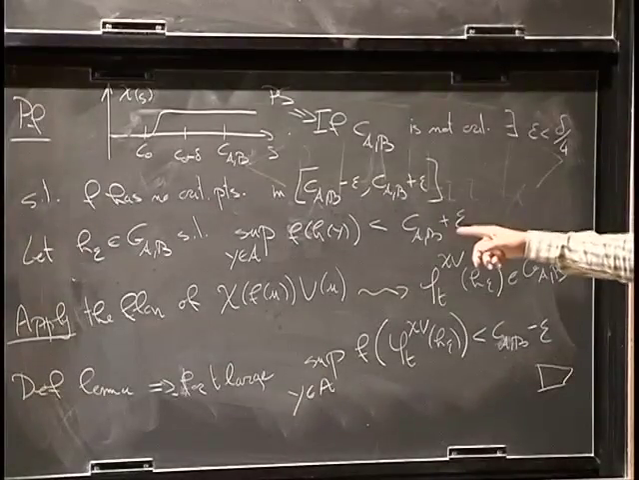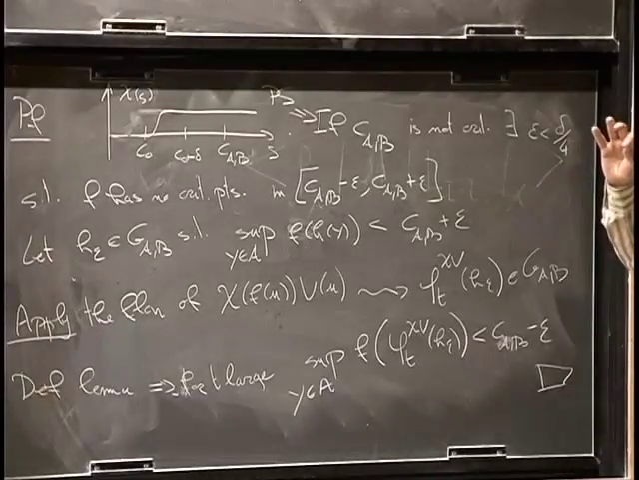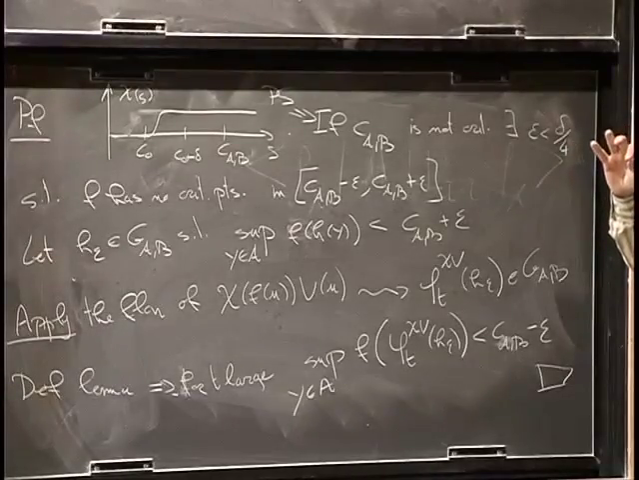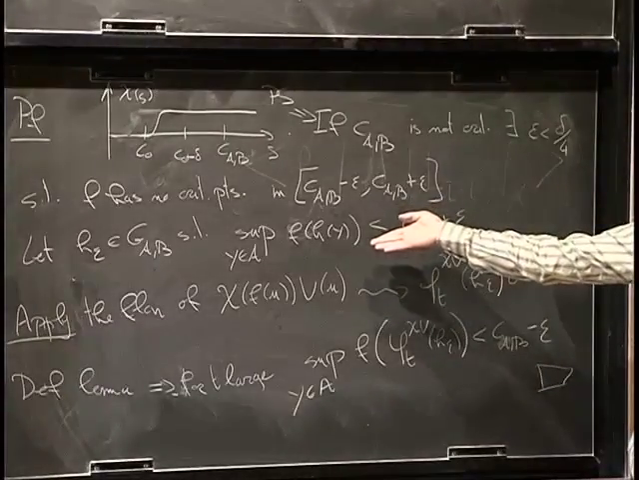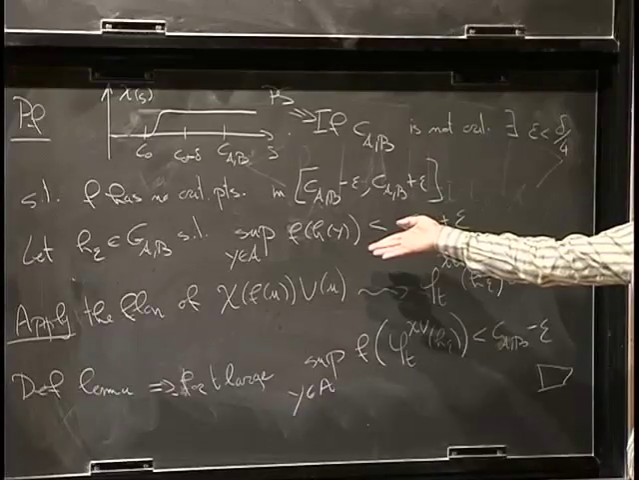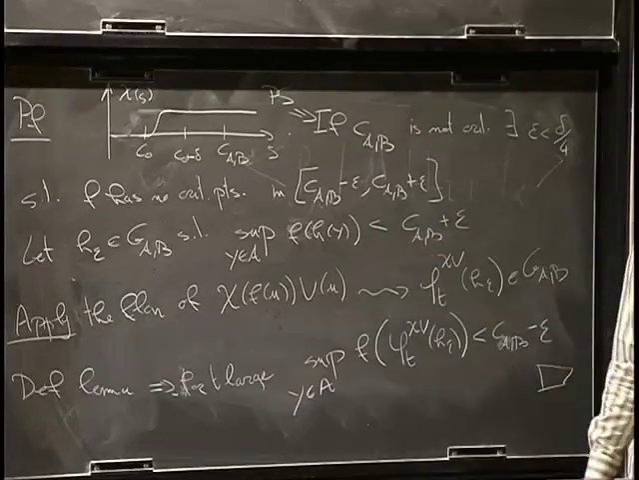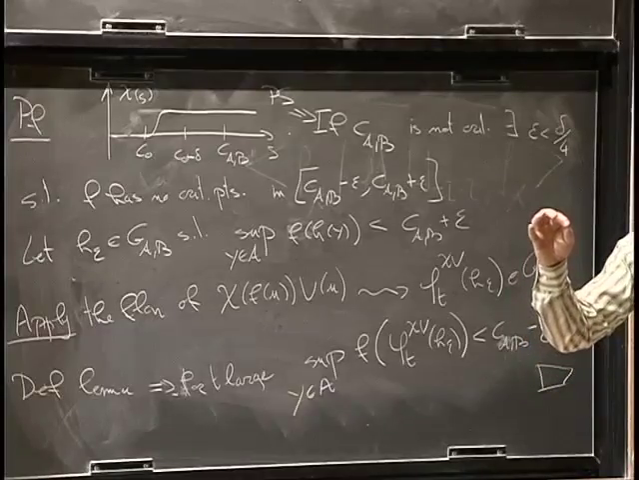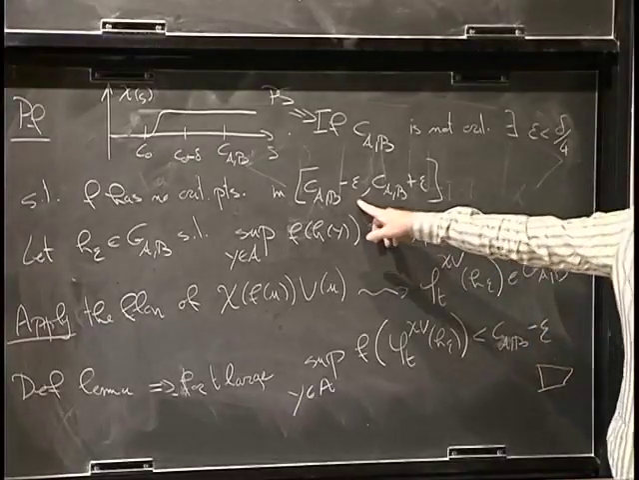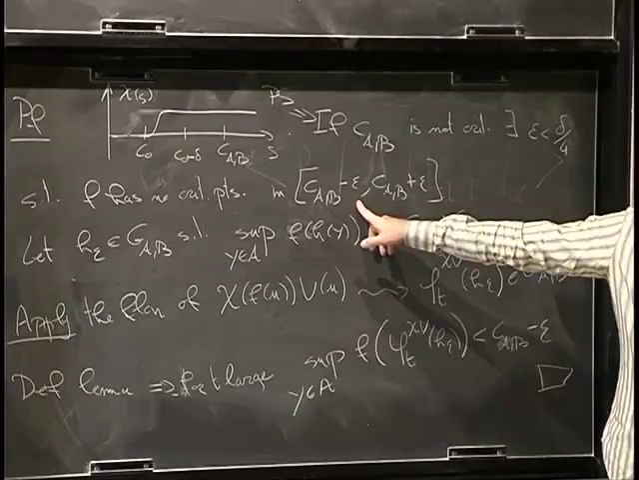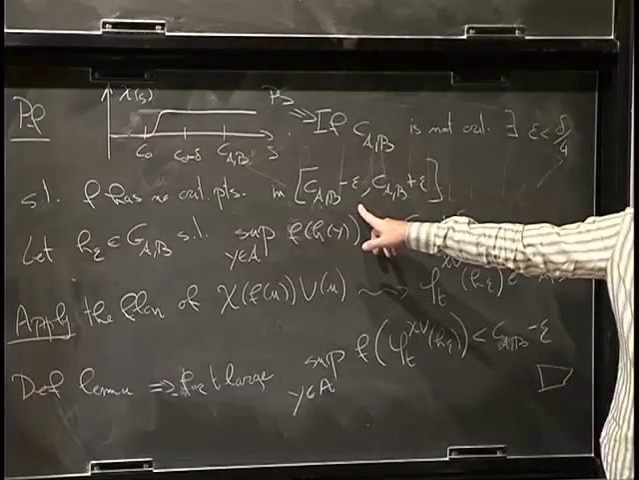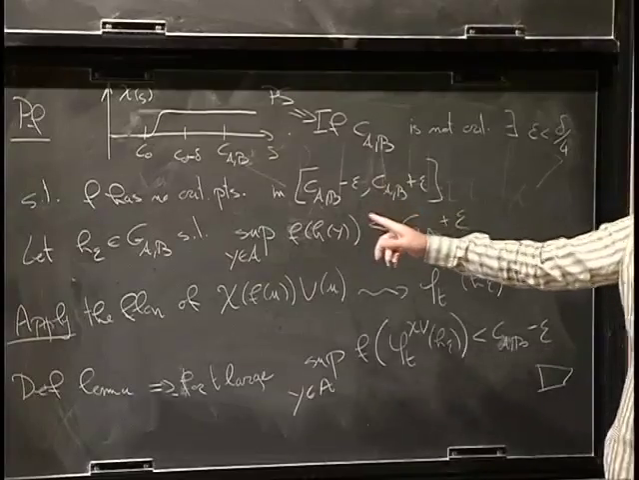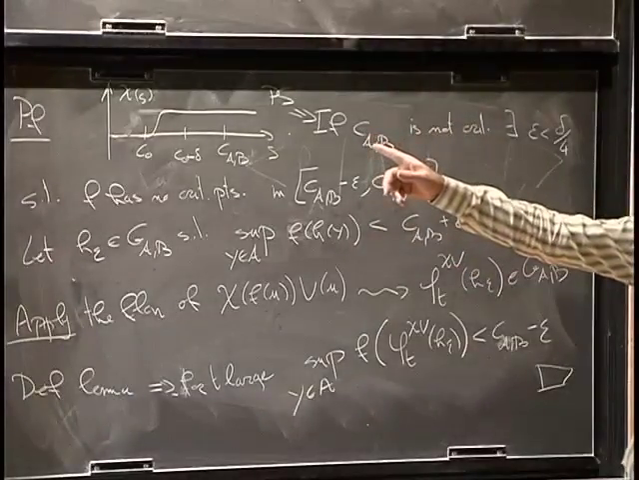So if this is not true, you can find critical points with energy arbitrarily close to CAB. I'm just contradicting this fact. So either there is a sequence of critical points for which the energy converges to CAB, or there is none. If there is none, then this is satisfied. But if there is such a sequence, then we have the Palais-Smale condition.